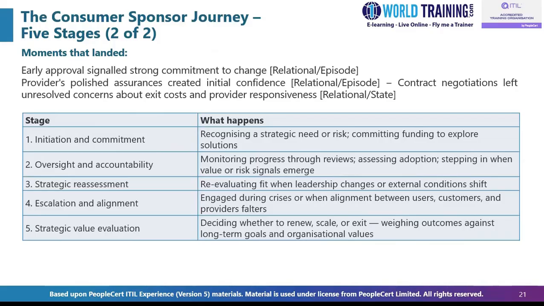This scenario is exam gold because it shows how an external event, something the provider did not cause, can still activate a sponsor's latent doubts and flip a confident state into an anxious one, purely because the provider's answer to a specific question was not good enough.